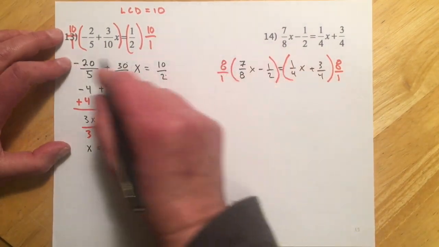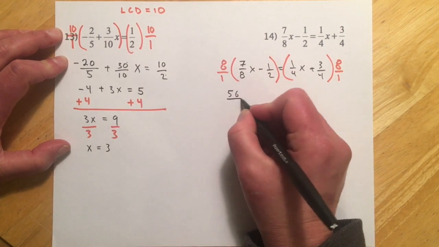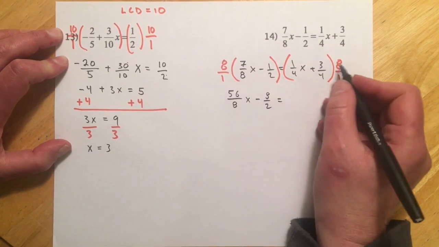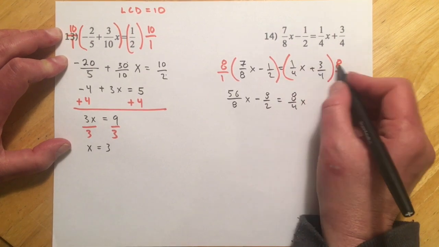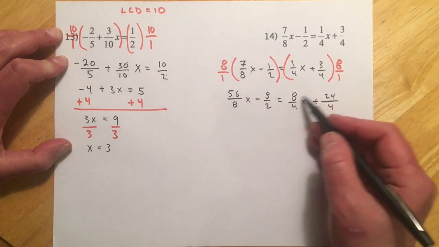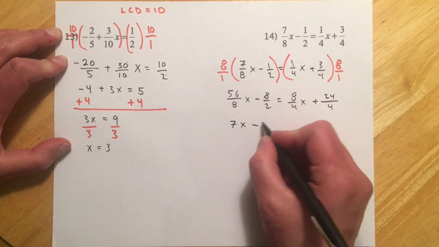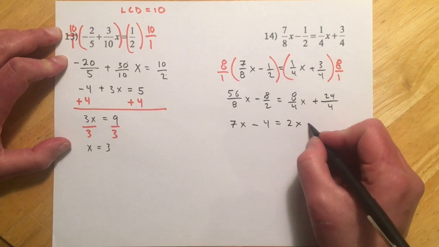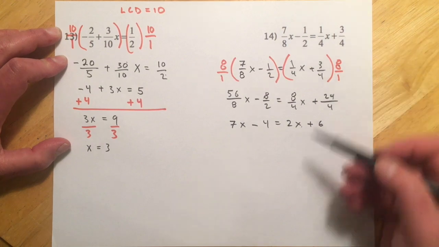So I'm going to go ahead and show this step one more time, and then I'll kind of talk through like I did here. So this would be 56 over 8x minus 8 over 2 equals, on this side 8 times 1, so 8 over 4x, and then that'd be 24 over 4. And then I can just reduce each of these fractions. Here I got 7x. 8 divided by 2 is going to make 4. 8 over 4 makes 2x. And then 24 over 4 would be 6. And so again, this looks so much easier than that.